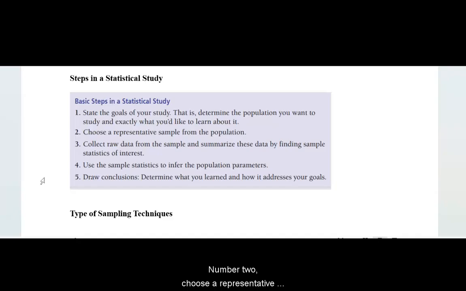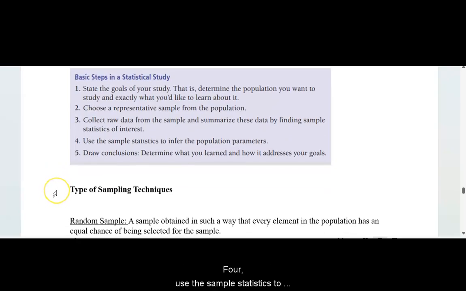Number 2, choose a representative sample from that population. 3, you're going to collect raw data from the sample and then summarize these data by finding sample statistics of interest. 4, use the sample statistics to now make inferences about the population parameters. And then 5, draw your conclusions.